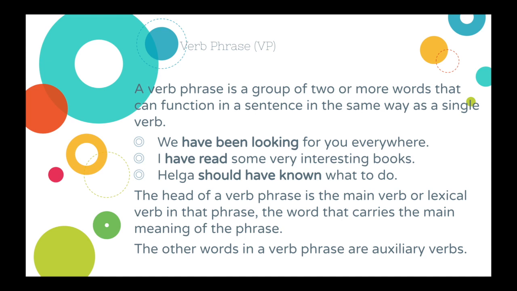And the function: well, it's a verb, right? So it does something. It tells you what the subject is doing, or the state of the subject. For example, if you say I am hungry, it's not that I am doing hungry. No, it's my state, my condition. It connects the word hungry with the subject I.